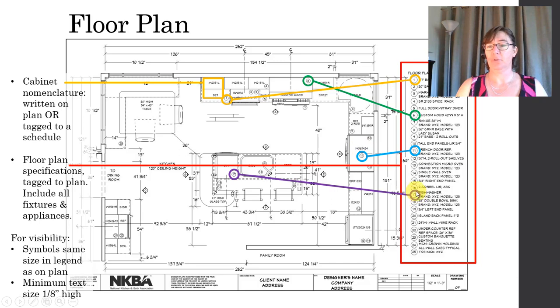And one more example, the dishwasher, number 17, is tagged on the plan, number 17. Okay.